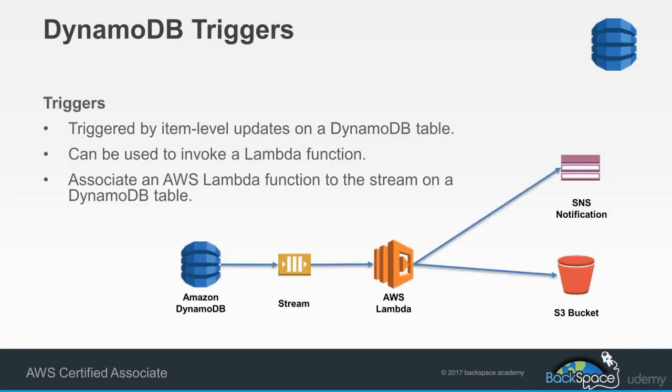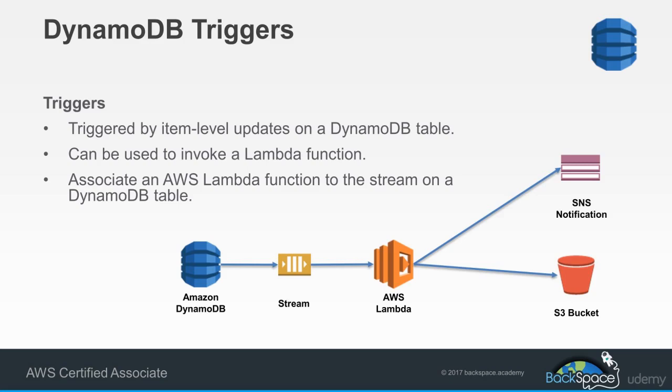Another thing, introduced around the same time as streams, is DynamoDB triggers. They're triggered by item level updates on a DynamoDB table. The way they work is that they don't trigger a CloudWatch alarm or anything like that. They invoke a Lambda function, and then that Lambda function can be used to do whatever you want. For example, it could be used to send an SNS notification by email or something to say that some part of the database has been touched.